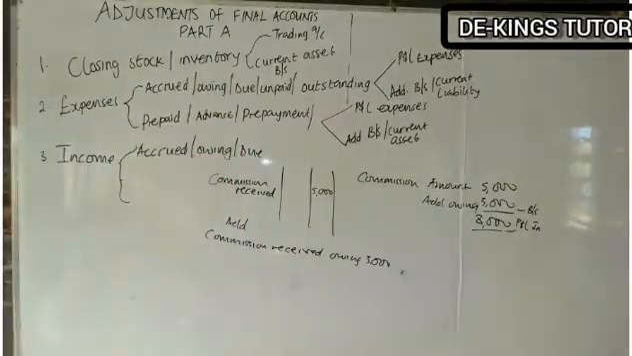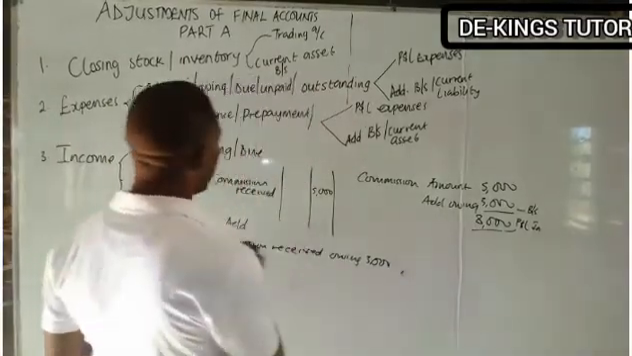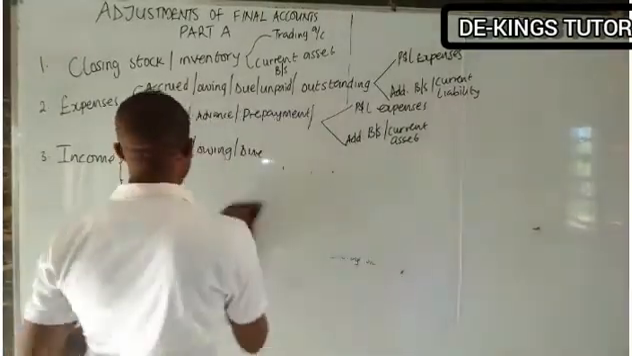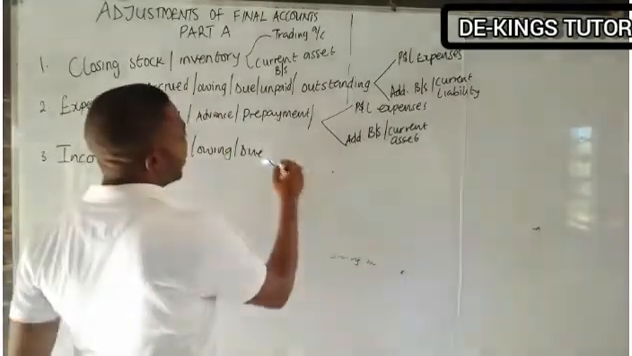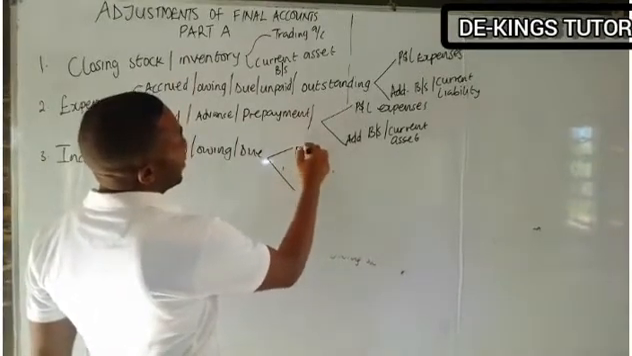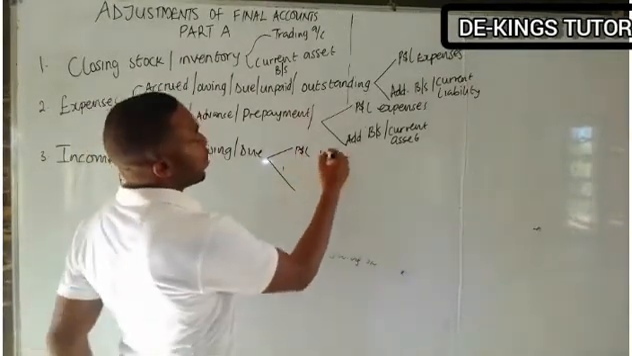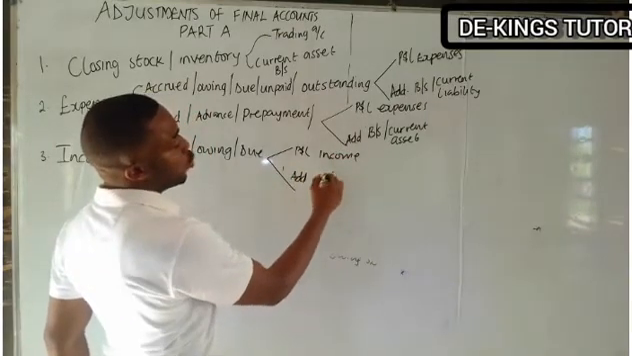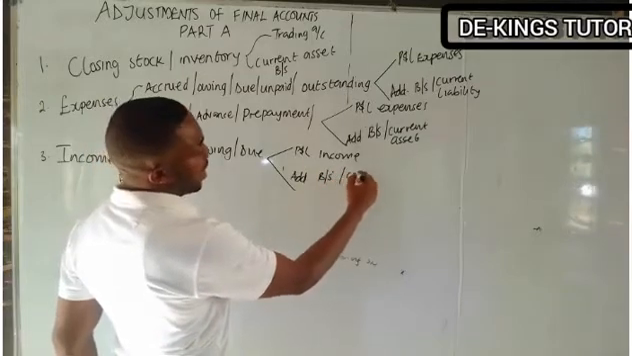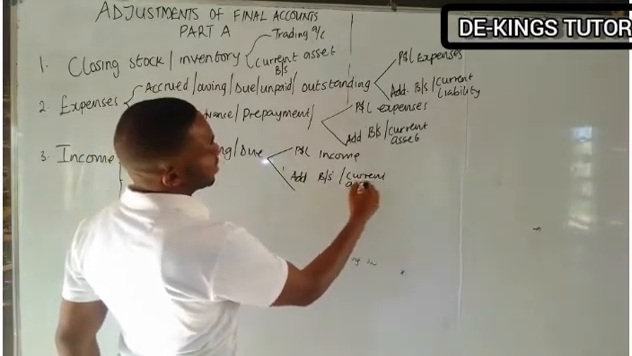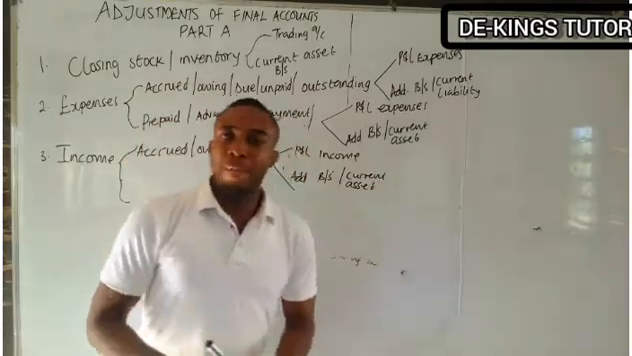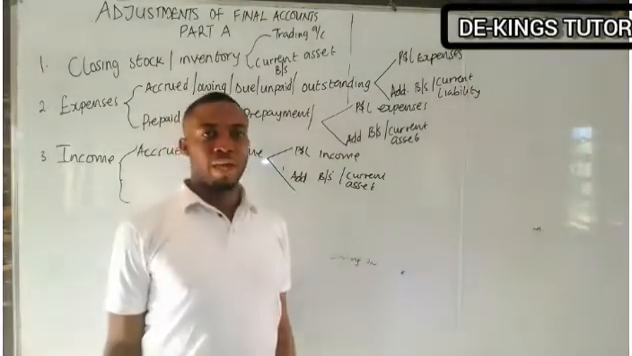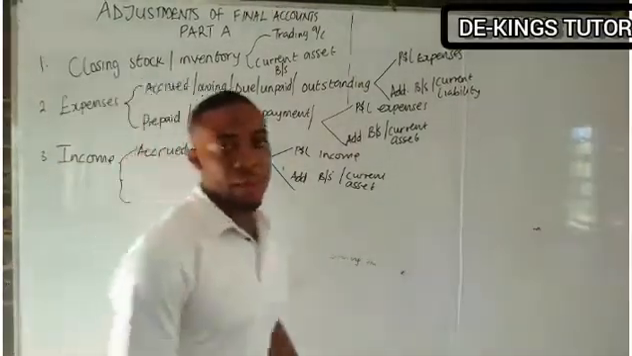So the commission received, or any accrued income, the amount that was calculated will go to the income side in the profit or loss, while the one in the additional information will go to what? The balance sheet under where? The current asset. Why? Because you rendered the services but the income has not come, so it is an asset to you. Okay, so that is how we treat what? Accrued income.